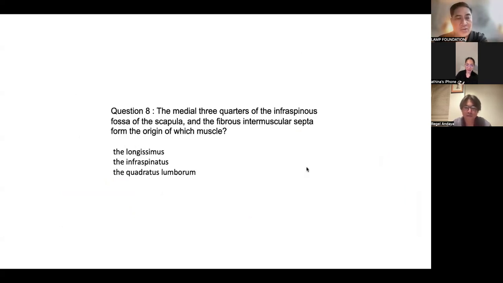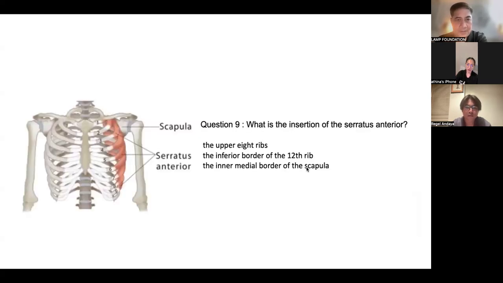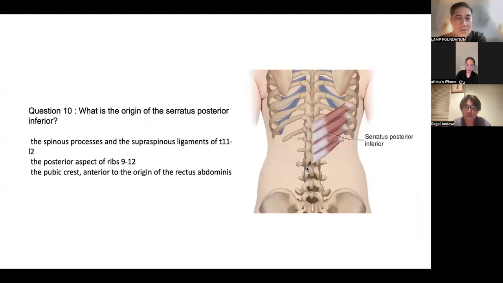Medial 3/4 of the infraspinous fossa of the scapula and the fibrous intermuscular septa form the origin of which muscle? The infraspinatus. What is the insertion of the serratus anterior? The inner medial border of the scapula. What is the origin of the serratus posterior inferior? The spinous process and the supraspinous ligaments of T11 to T12.